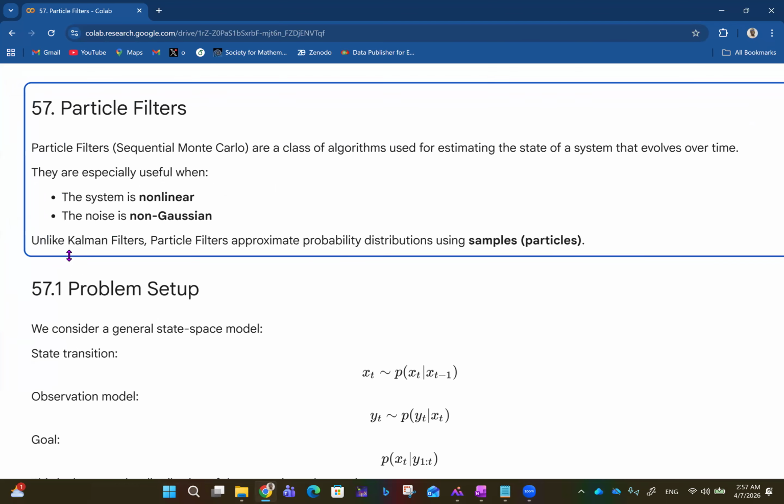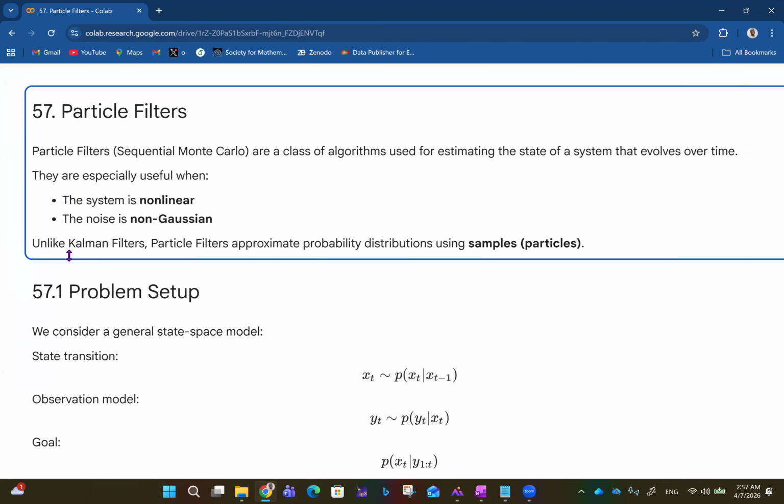So particle filters, or what you can refer to as sequential Monte Carlo, are a class of algorithms used for estimating the state of a system that evolves over time. They're especially useful when the system is non-linear and the noise is non-Gaussian. So that means the noise does not follow a normal distribution, if you like.